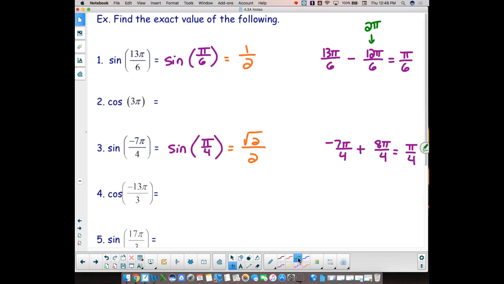So 3 pi, if I subtract off 2 pi, that puts me at pi. So this would be the cosine at pi, which is the x value at pi, which is -1. Agree with that one? Okay. Love it. Shout out questions if you got them.